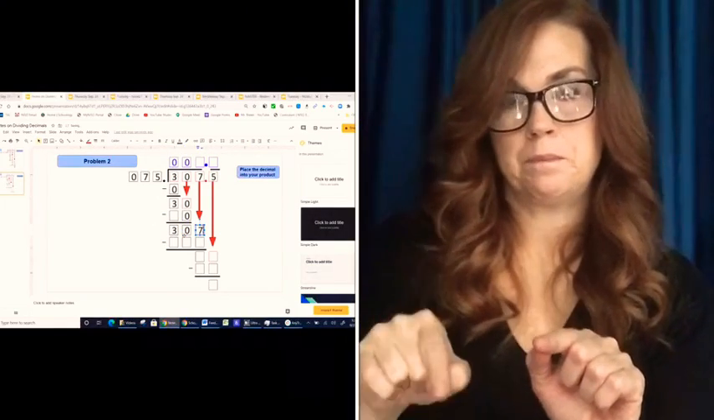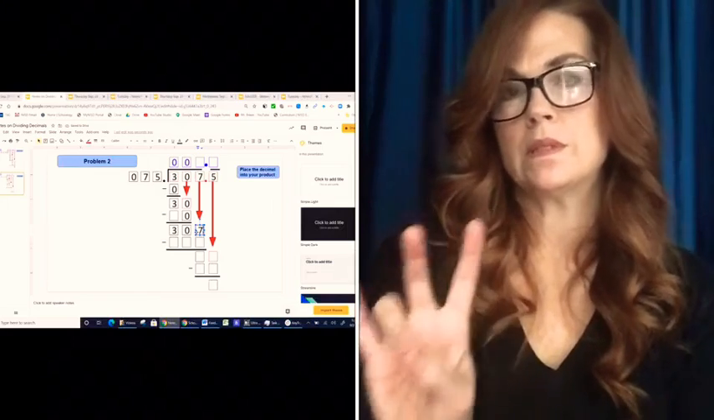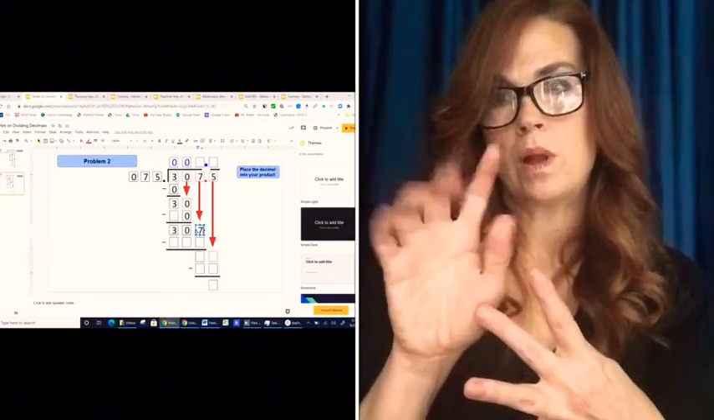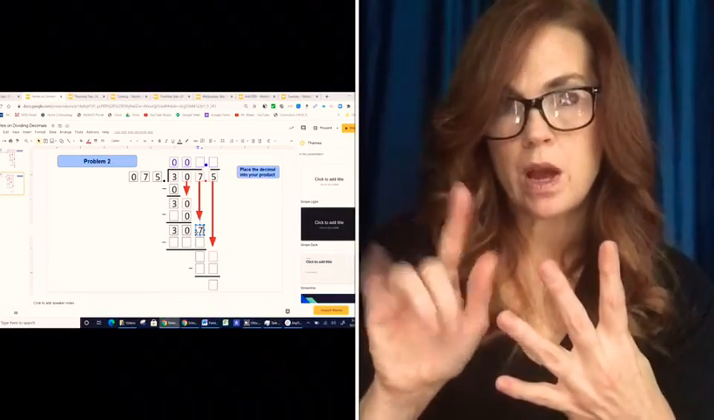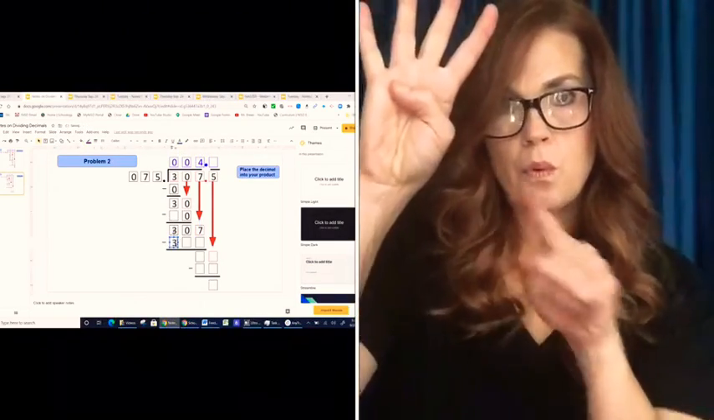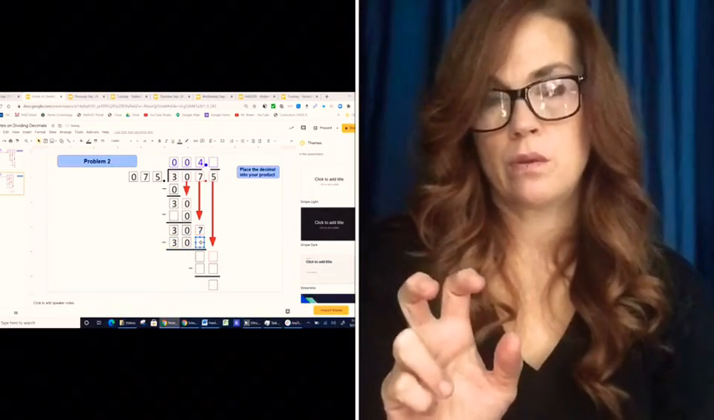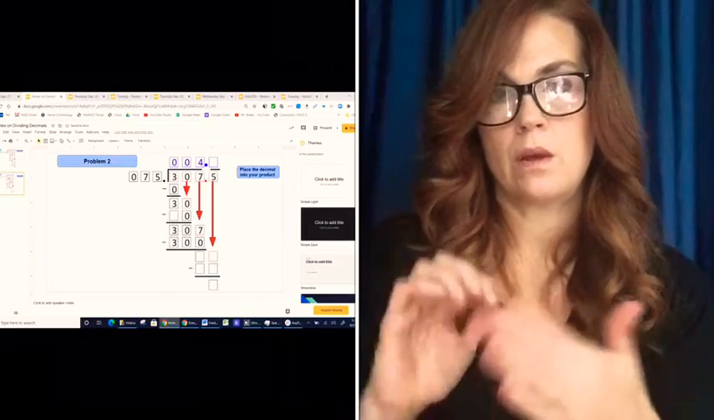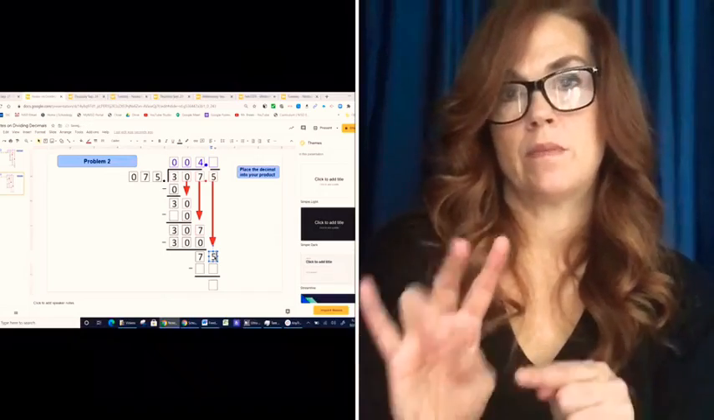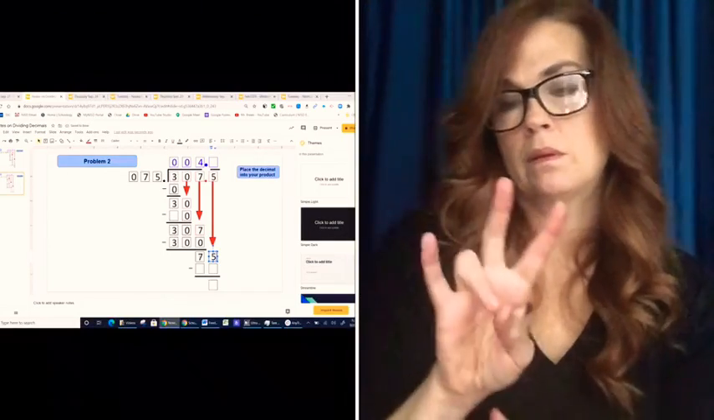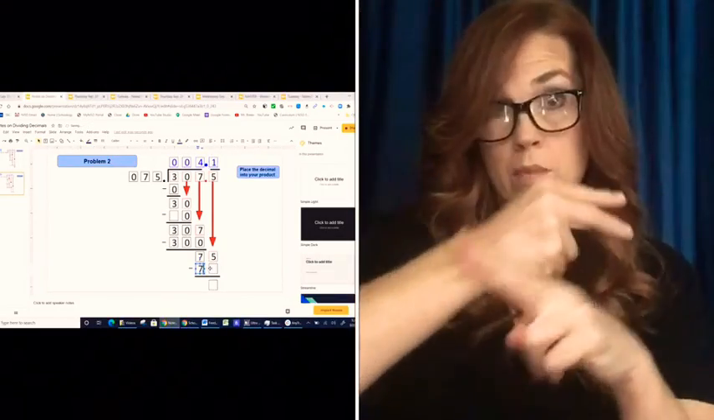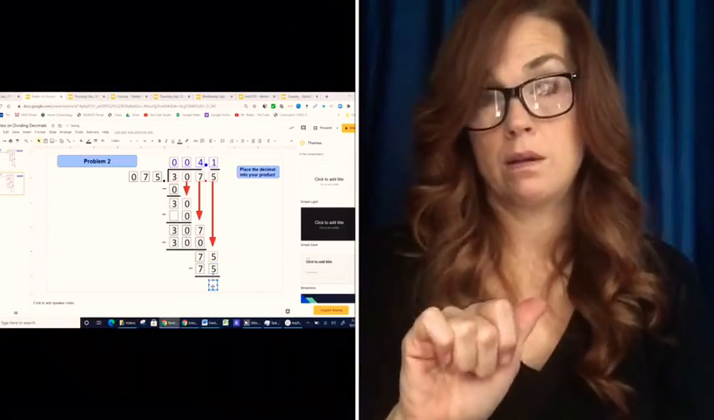How many times does 75 go into 307? Well, if I go 75, 150, 225, 300, so that's 4 times. 4 times 75 is 300, so I'm going to put 300 down here and subtract. 307 minus 300 is just 7, and then I'm going to bring down my 5. How many times does 75 go into 75? And the answer is 1. 1 times 75 is 75, and 75 minus 75 is 0.